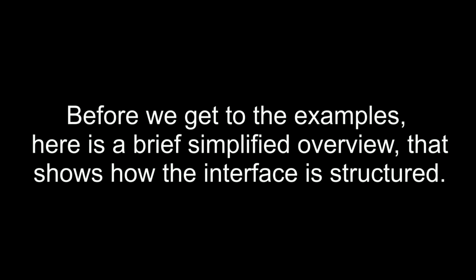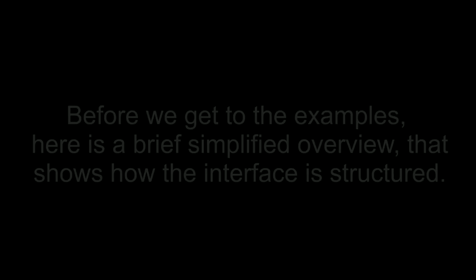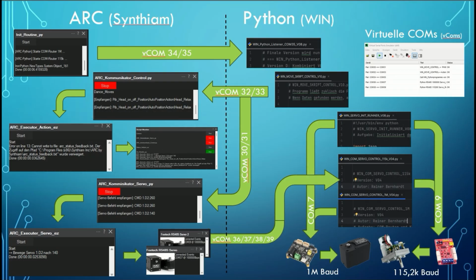Before we get to the examples, here is a brief, simplified overview that shows how the interface is structured. This diagram shows the brain link between ARC and Python 3.12. ARC controls the robot's precise movements, while Python can add intelligence, AI, and advanced features. They talk to each other through virtual COM ports, like invisible data cables inside the computer. This means I can run any Python code I want, from simple scripts to full GPT control, while ARC keeps everything moving smoothly. It's the bridge that makes all the examples in this video possible.